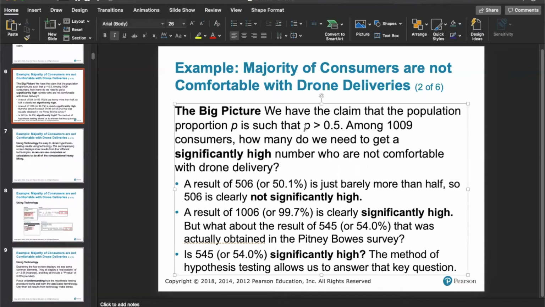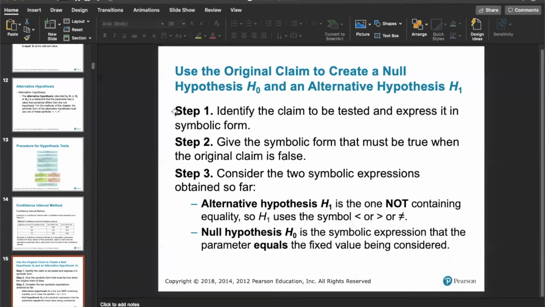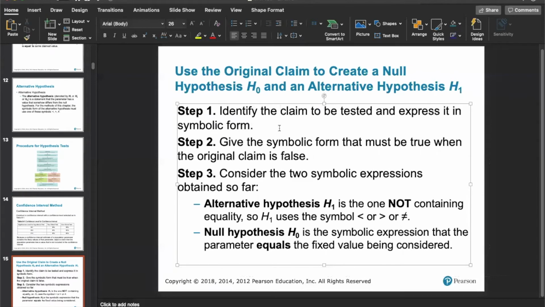Our symbolic form is just putting our proportion, our mean, or our standard deviation into a claim. So if we were looking at the probability of most people, we would be looking at our P being greater than 0.5 or 50%. So if we're putting step one, looking for this to be in symbolic form, we would just be stating our hypothesis or how we're measuring our hypothesis. So step two, we want to give the symbolic form that must be true when the original claim is false. And that's just our alternative.